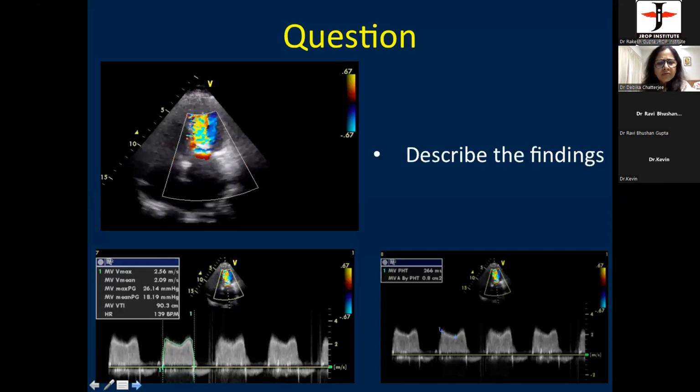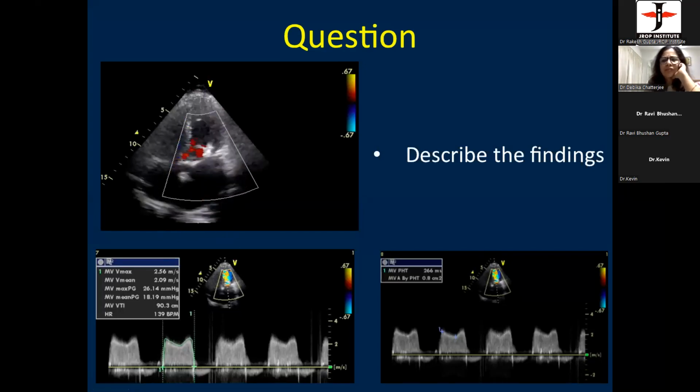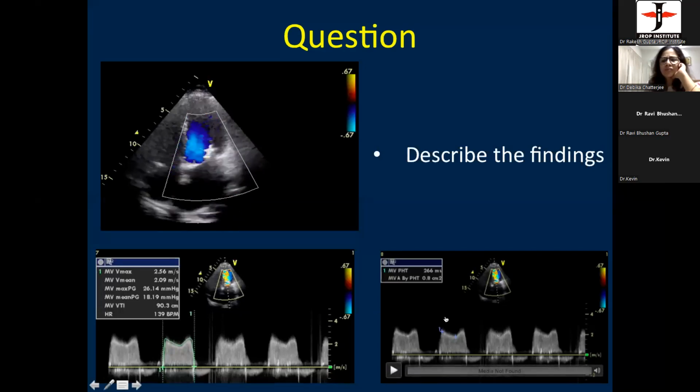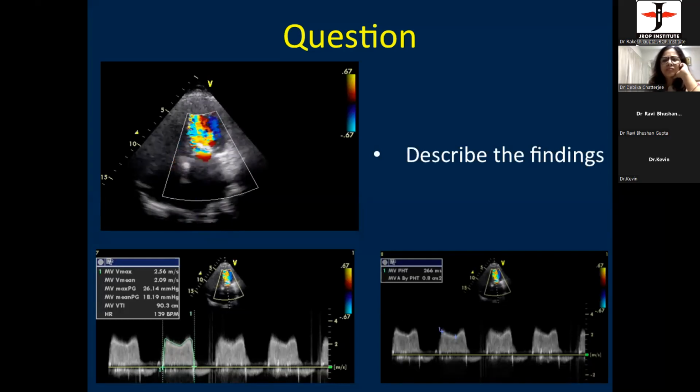Then a continuous wave has been deployed along the mitral valve, by which we have measured the mean and the peak gradients. And here we find that the mean gradient is around 18.19 mmHg, which signifies that this is a severe mitral stenosis. And on the right side picture, we have taken the pressure half-time, by which the area has been calculated to be 0.8 square centimeter, which as per the 2014 AHA criteria comes in very severe mitral stenosis.